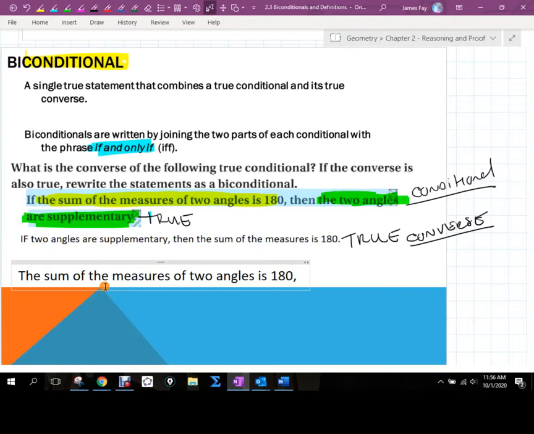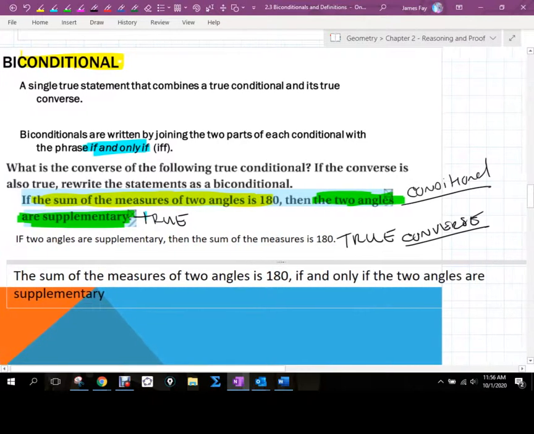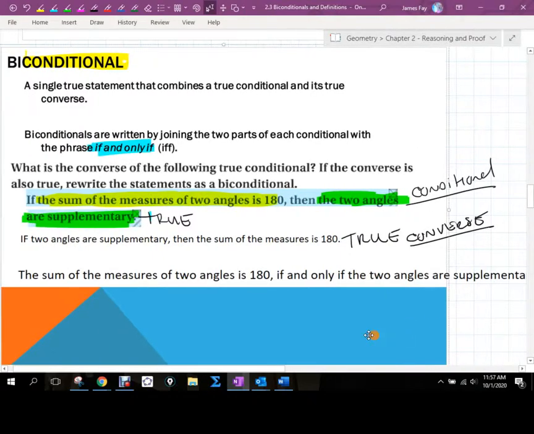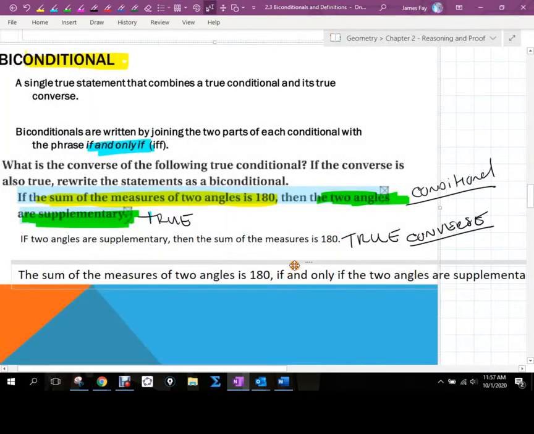Now you're also going to get rid of the word then, but you're going to replace the word then with our phrase if and only if, okay? So if and only if, and then once you have that, you finish off the phrase. It says the two angles are supplementary. That's one version of my biconditional. I can read it as the sum of the measures of two angles is 180 if and only if two angles are supplementary. I can read it left to right and I gain information from it.